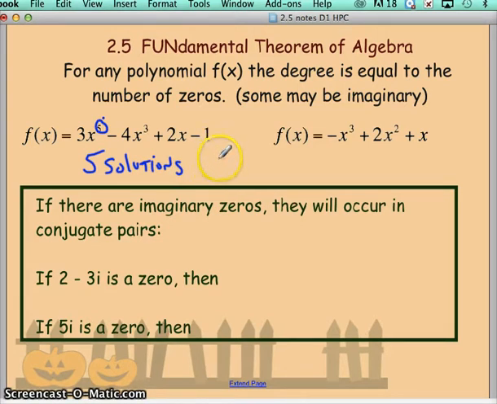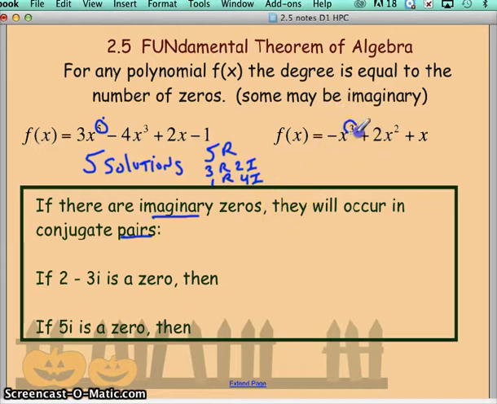Imaginary zeros always come in pairs. And so if we have 5 solutions, our possible options are that all 5 are real. We could have 3 that are real and 2 imaginary. Or we could have 1 real and 4 imaginary. But we could never have 3 imaginary or 5 imaginary or 1 imaginary because they always have to come in pairs.